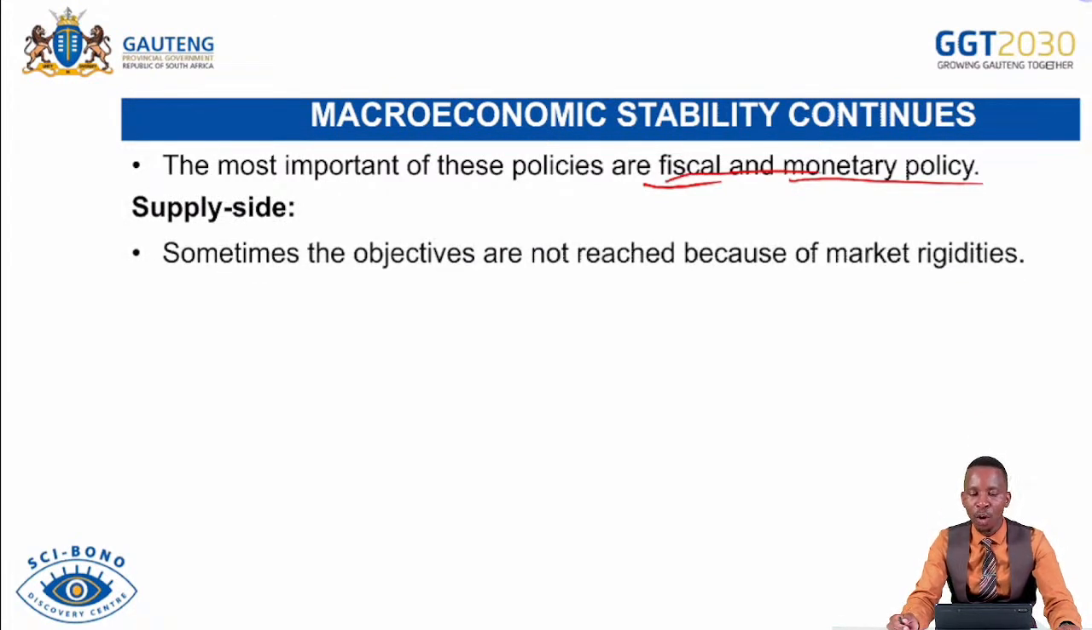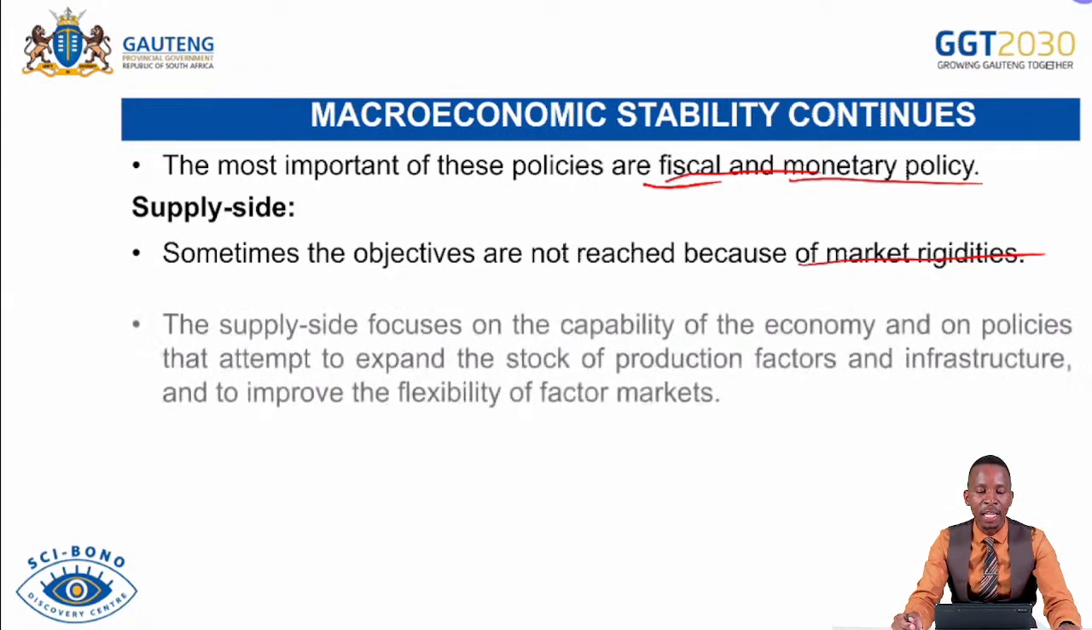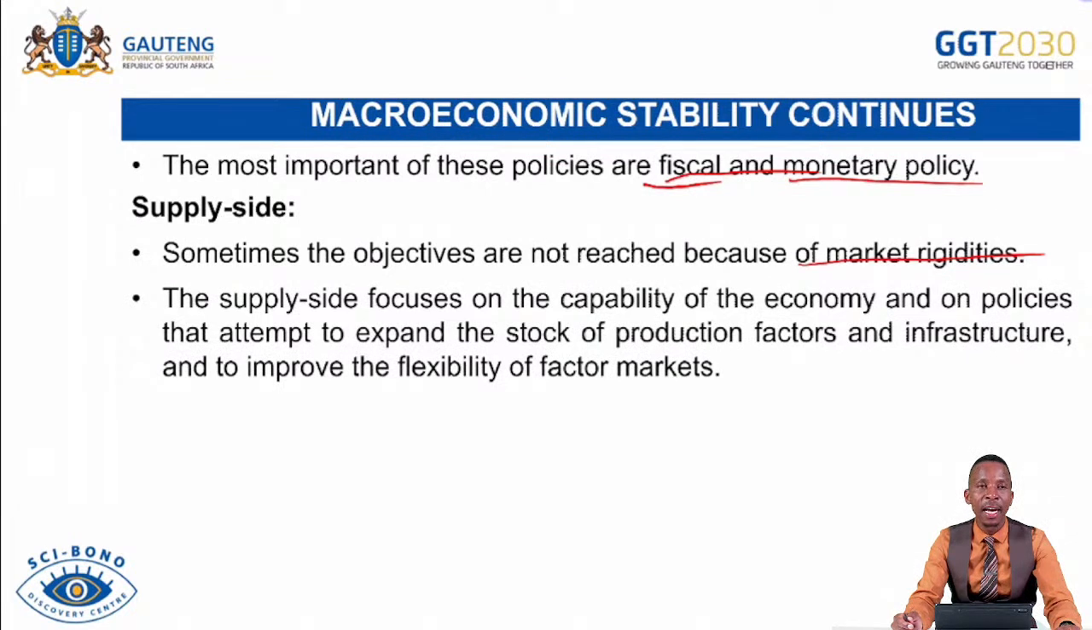Sometimes the objectives are not reached because of market rigidness. So that means markets are too rigid. They are not able to do what? To be flexible and supply goods that are demanded by consumers. Therefore, the state should intervene by ensuring that firms are able to supply goods and services.